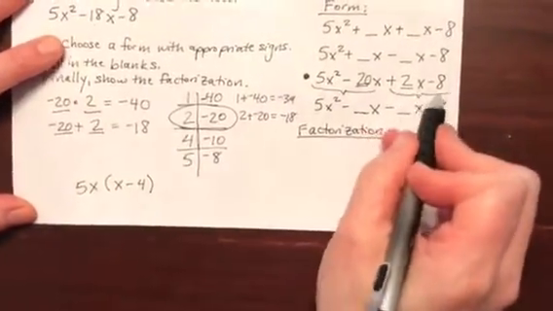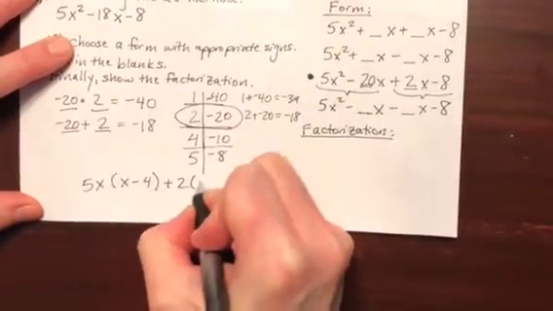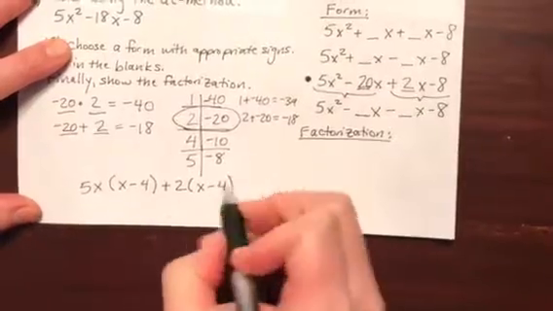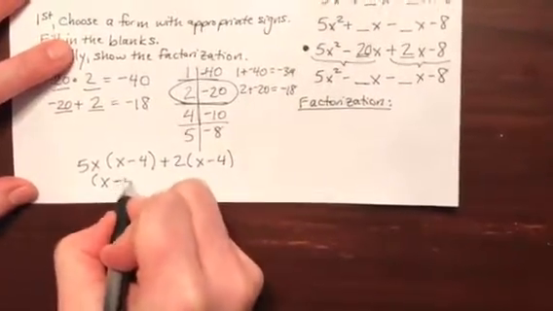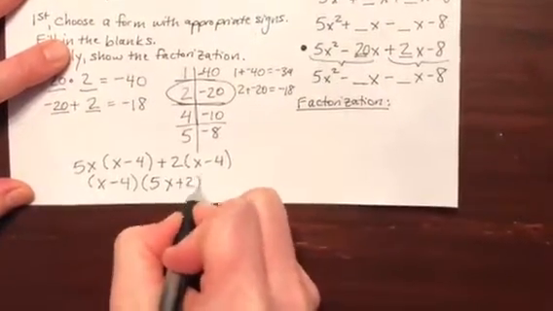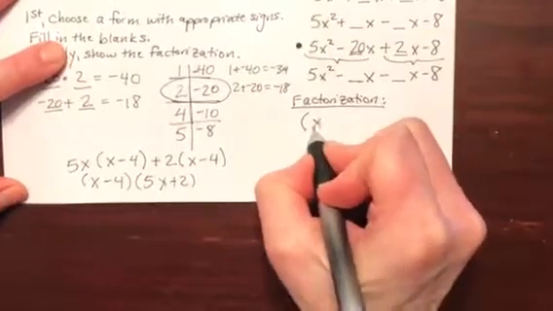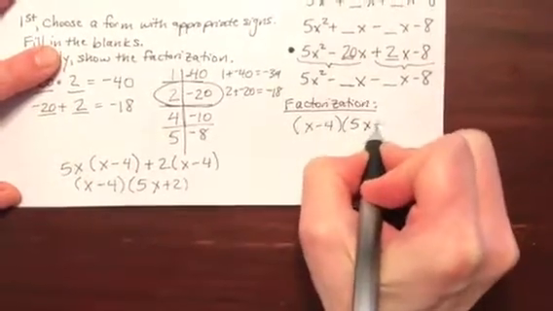The second two terms have a common factor of 2. So we'll take out the 2. That would leave us with, again, x minus 4. If we factor x minus 4 out of both of these parts, we have x minus 4 times 5x plus 2. And so that is our factorization, x minus 4 times 5x plus 2.